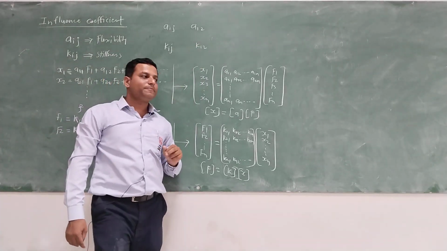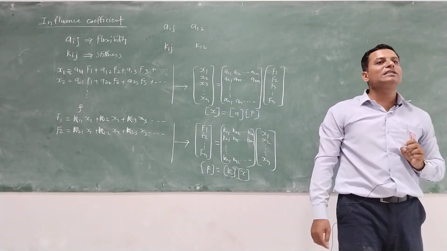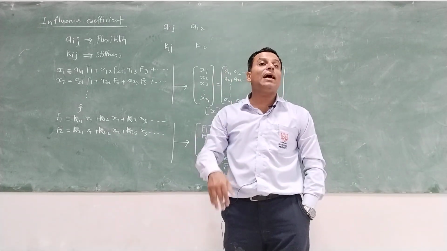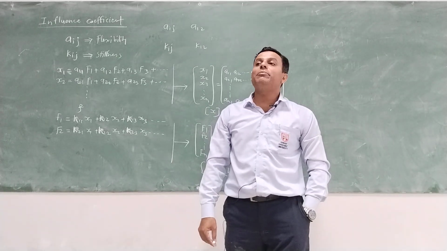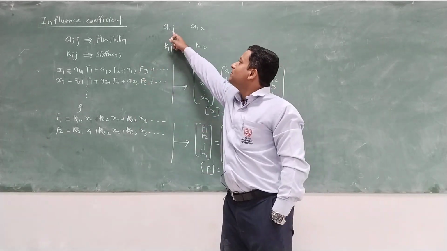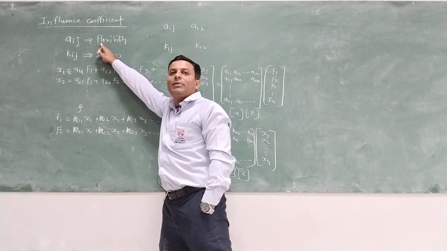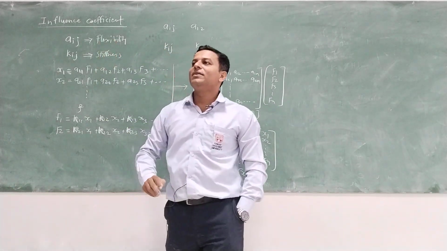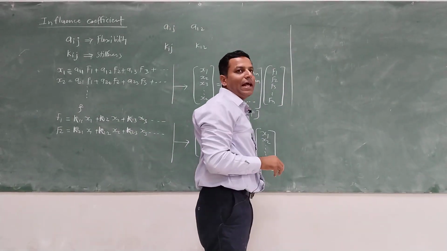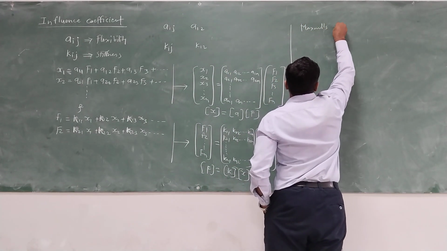Okay, so by using this influence coefficient we can solve multi degree of freedom problems. We have already seen one problem, the matrix iteration method. In that matrix iteration method we have used this Aij, that is the flexibility influence coefficient. Now in this flexibility influence coefficient we will require one theorem, and that theorem is called Maxwell's reciprocal theorem.